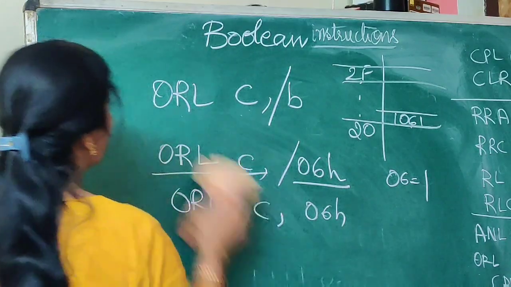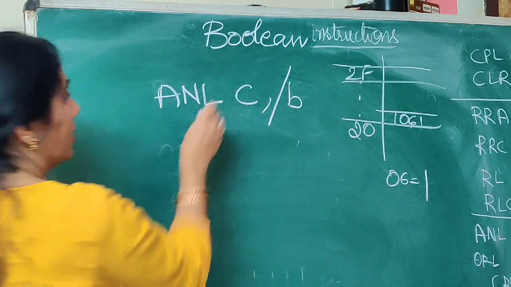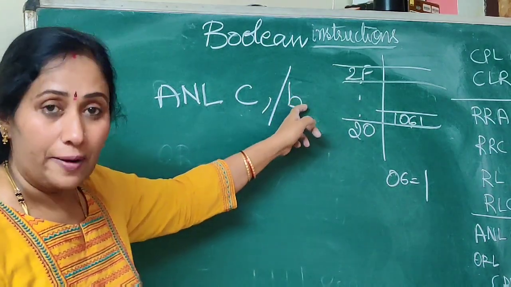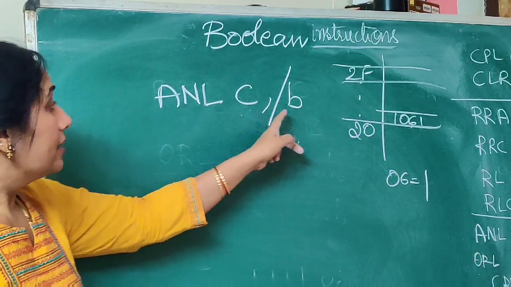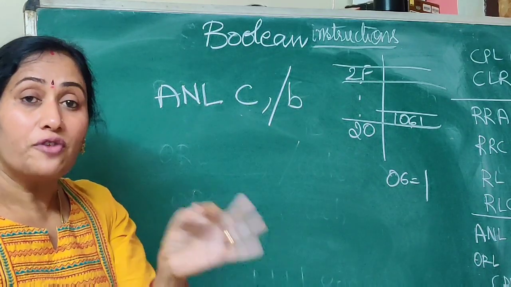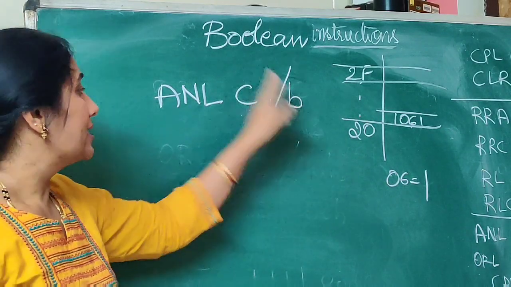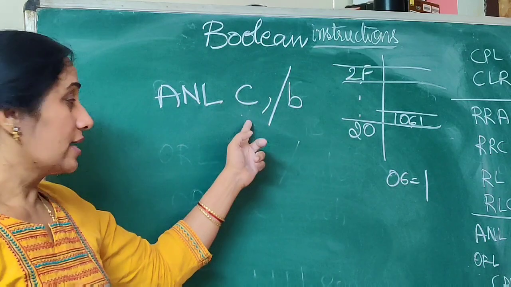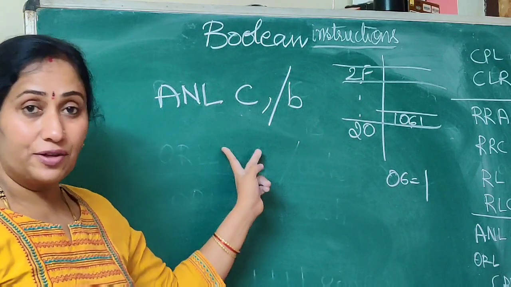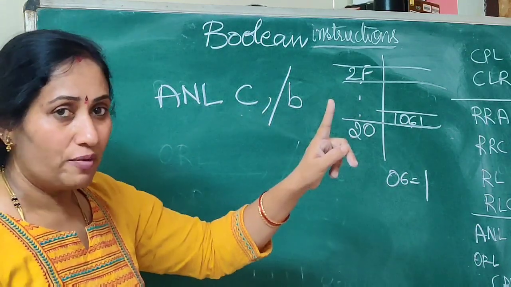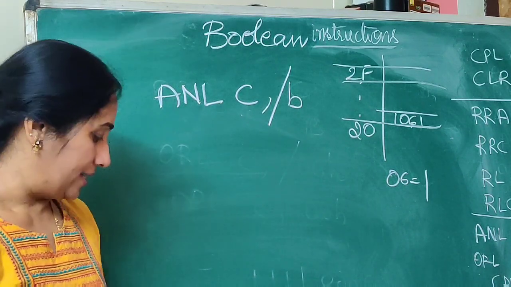Similarly, instead of OR, I can have the AND logical instruction, ANL C, slash B. Again the same thing, instead of performing the OR, we have the AND operation. The complement of the content of the bit location will get ANDed with the contents of the carry flag, and the result is going to be placed in the carry flag. Direct addressing mode, and the carry flag is going to get affected. The bit address is going to be 1 byte and the opcode is going to take 1 byte, so the total length of the instruction is going to be 2 bytes.